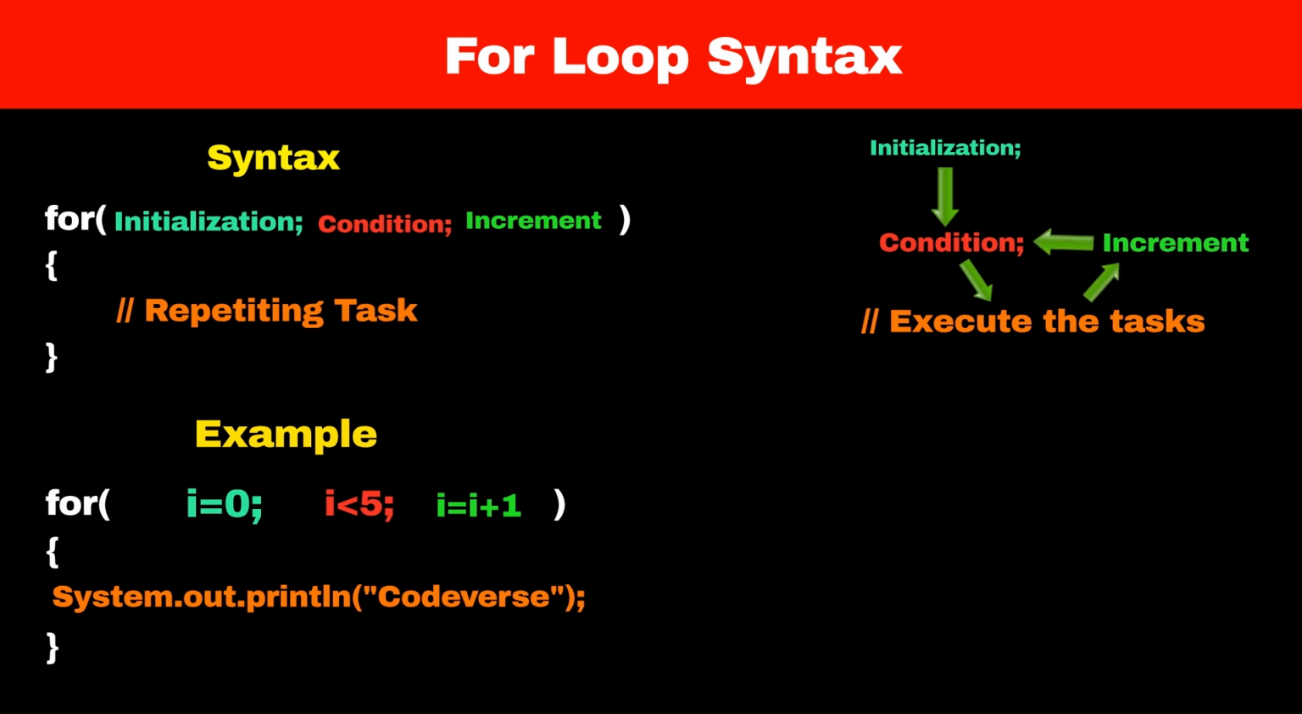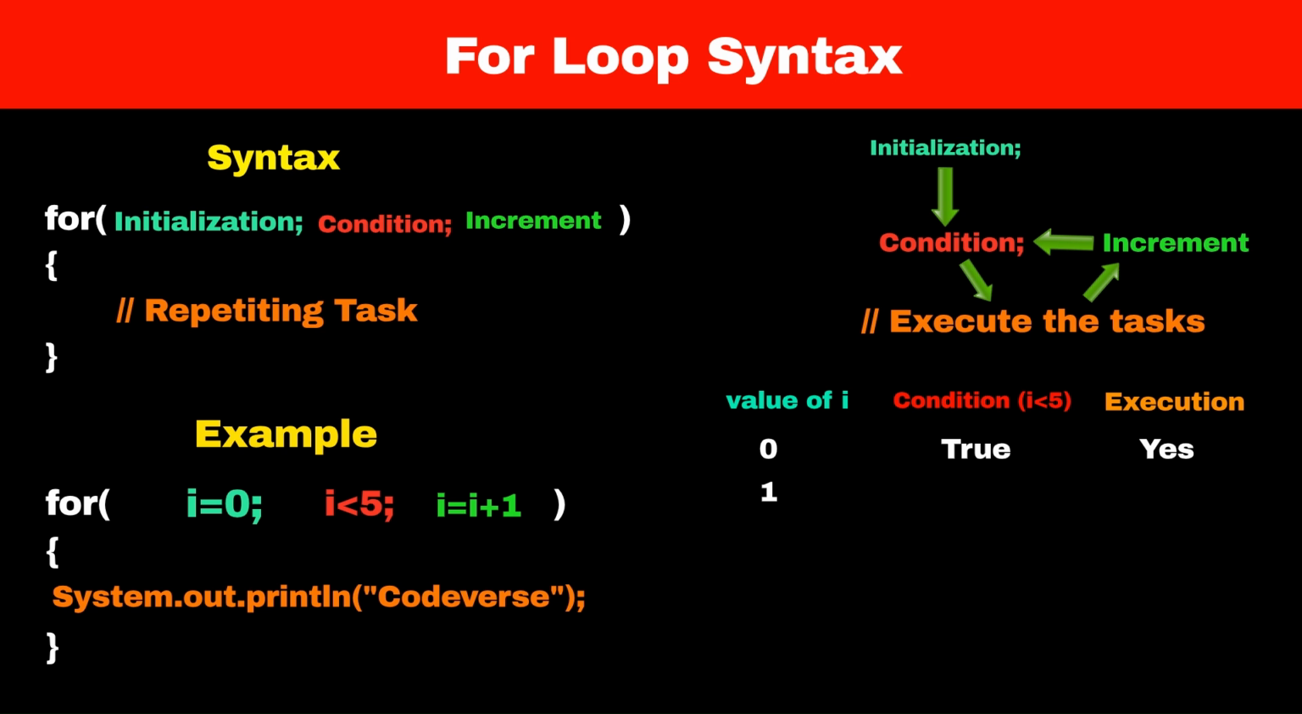Now let's see how the program will execute in the loop. First, the program will check the initialization, which is i = 0. Then it will check the condition mentioned in the loop. Currently the value of i is 0, which is less than 5. So the program will execute the statement which is written in the parentheses. In our case, it will print CodeVerse. After printing, the program will go to the increment step, meaning the value of i will be increased by 1.